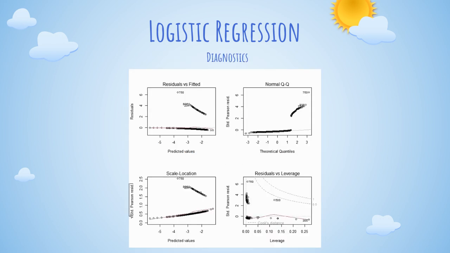And lastly, we can do diagnostics for our logistic regression. And these do, again, look concerning. We do see an outlier, and we do have our binary variable in here.